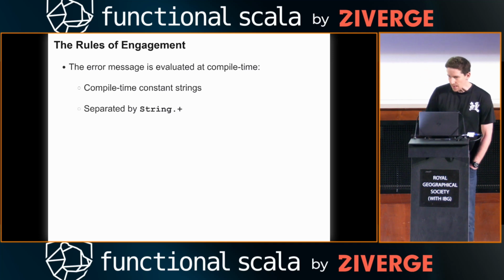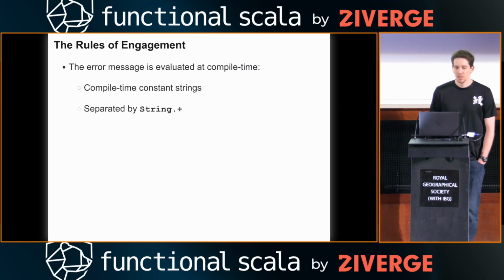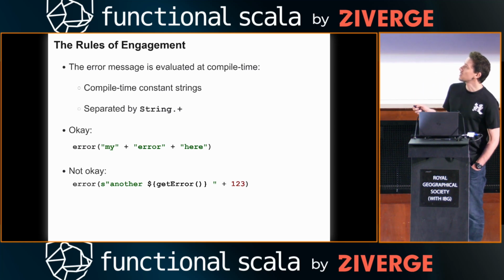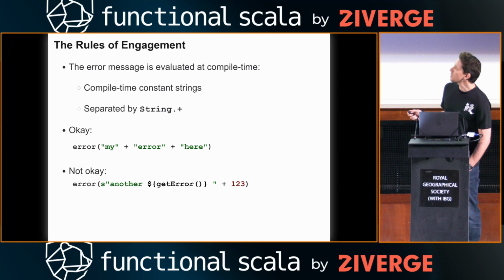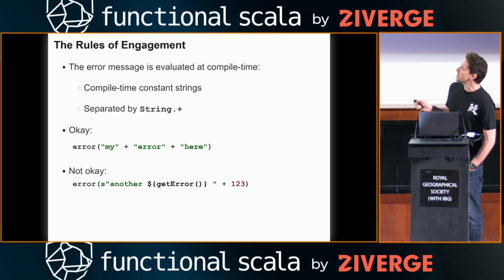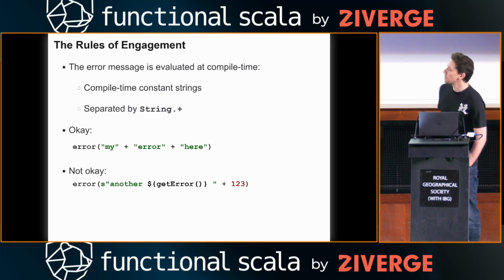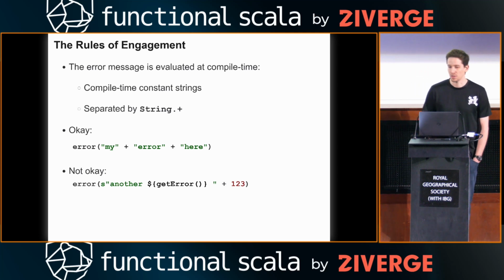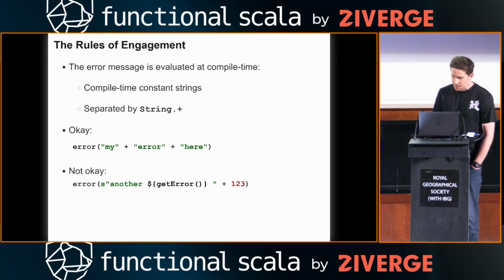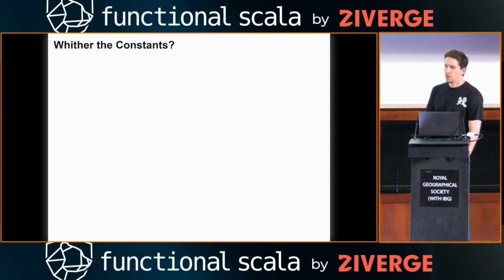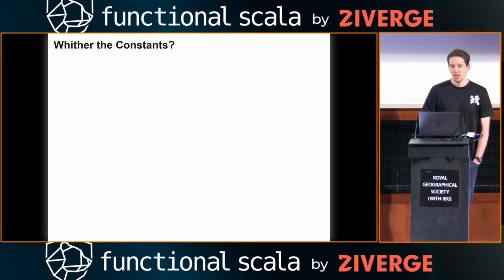So what the error function can evaluate is compile time constant strings, and they may be separated by the plus operator on strings directly. So that means that this first piece of code is okay. You can concatenate strings, and it's okay. But the second one won't work because it cannot evaluate any of the functions, and it can't also use the plus with an integer because it's not the same plus as string plus, and it also can't use string interpolation because it's yet another function that's not supported at compile time. So this seems very, very limiting because we want to put in as much information as possible, but we're very limited in what sort of info can be actually used at compile time as a string.